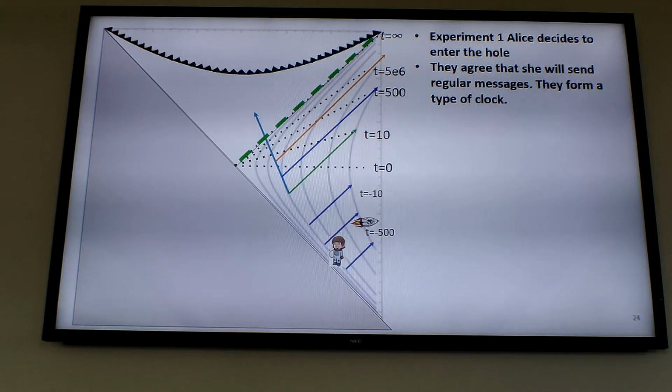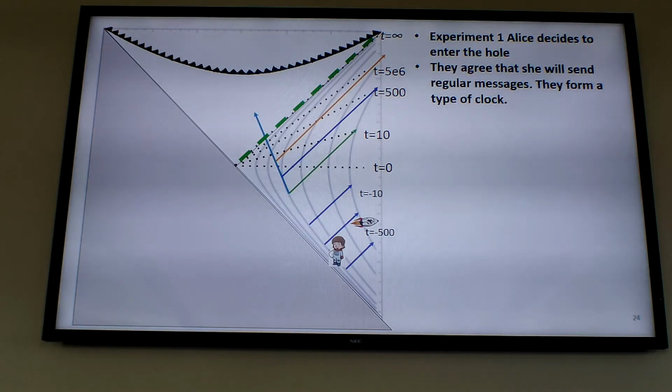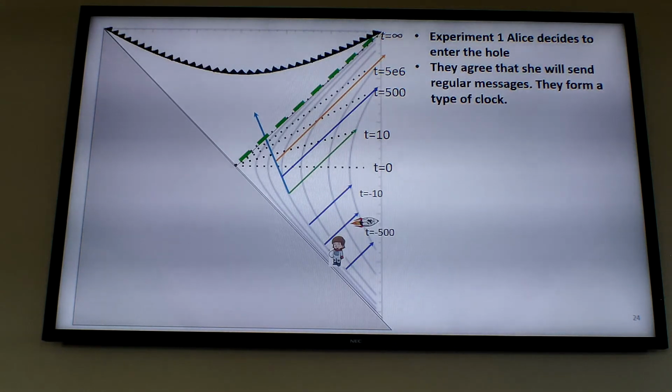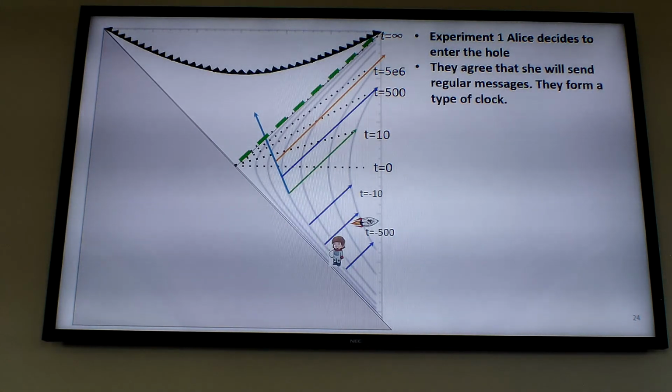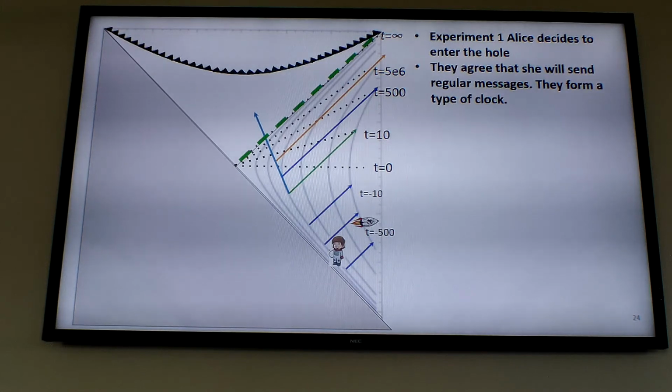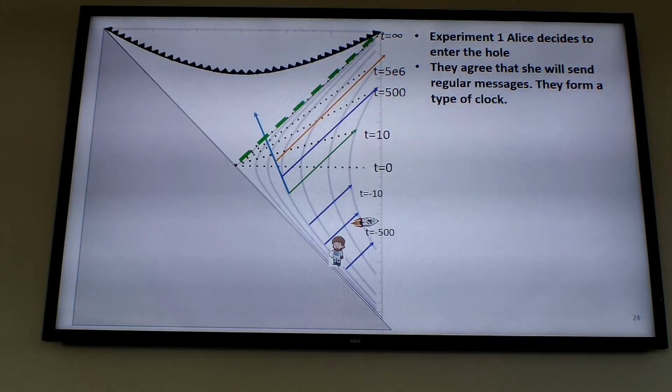Now, let me make something very, very clear. It's not because her signals are going slower. It's because the time between them appears to be longer. Every signal she sends is moving at the speed of light.